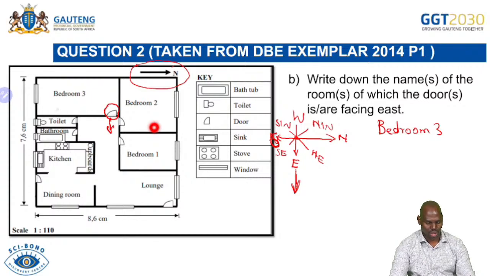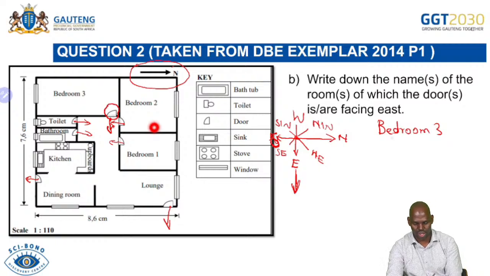Okay, then we go to the next one in the toilet. This one is facing north. And then in the bathroom is also facing north. And then in bedroom 2, it's facing south. Bedroom 1 is facing south. And then we've got the door in the dining room that is leading to the outside of the house. So this one is facing south. And then let's see if we have identified all the doors, or there's another one in the lounge facing this direction. So it's east. So this one is for the lounge.